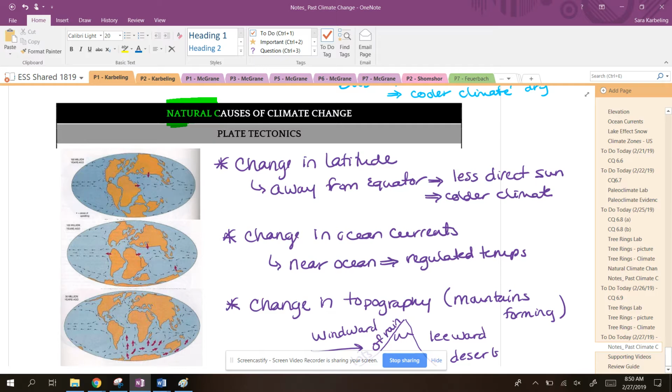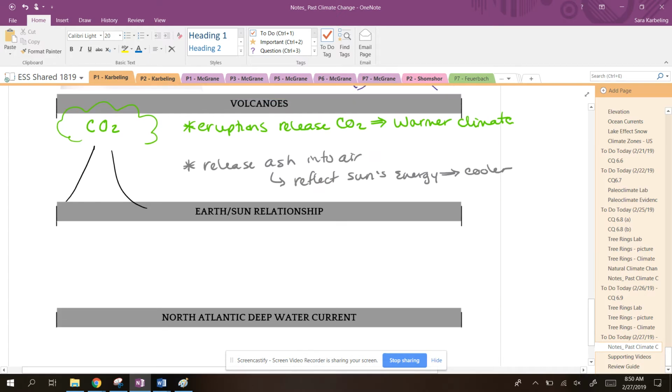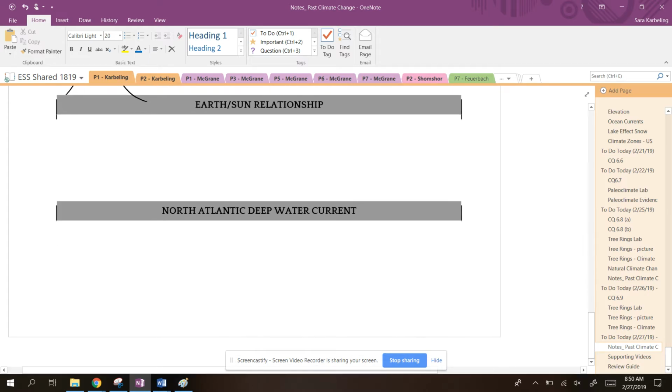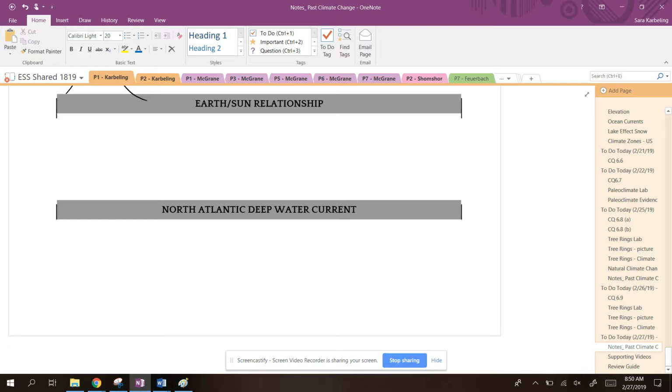We also talked about, just a friendly reminder, how ocean currents, if you have a warm ocean current, then that's going to provide a lot of warmth and also more moisture, right? We did this when we were talking about prevailing winds, okay? And if you have a cold ocean current, then that cold air is going to regulate the temperatures cooler, okay? We also said stuff about volcanoes. Today we're going to focus on the Earth-Sun relationship.